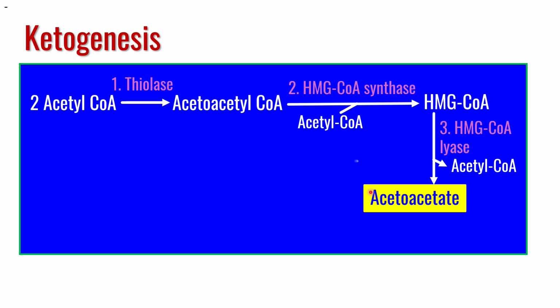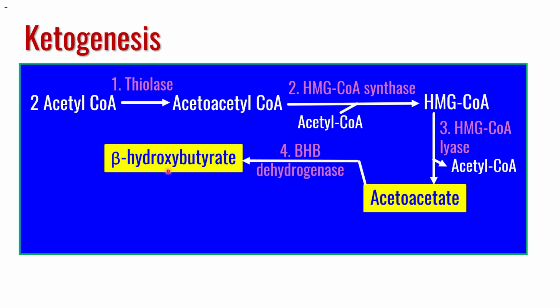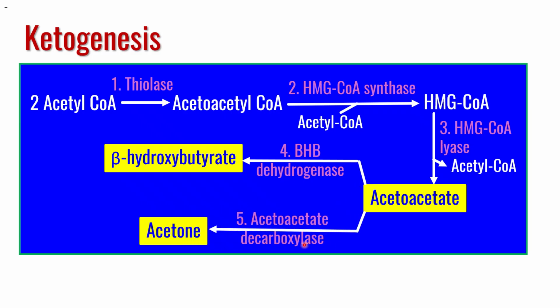Acetoacetate is subsequently converted into beta-hydroxybutyrate, a secondary ketone body, which is the most abundant ketone body in our system, and this step is catalyzed by beta-hydroxybutyrate dehydrogenase enzyme. And finally, acetoacetate is decarboxylated into acetone. This is also a secondary ketone body. This is a volatile ketone body. Acetone can also be formed spontaneously from acetoacetate.